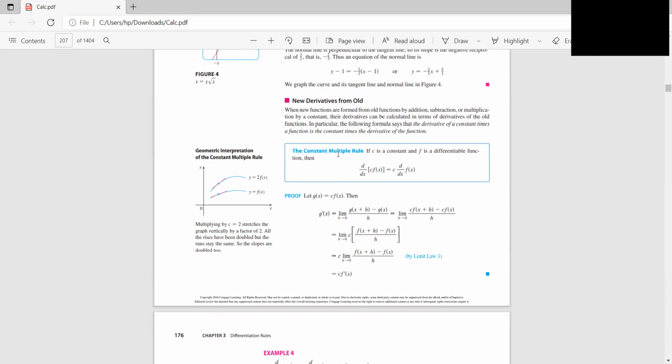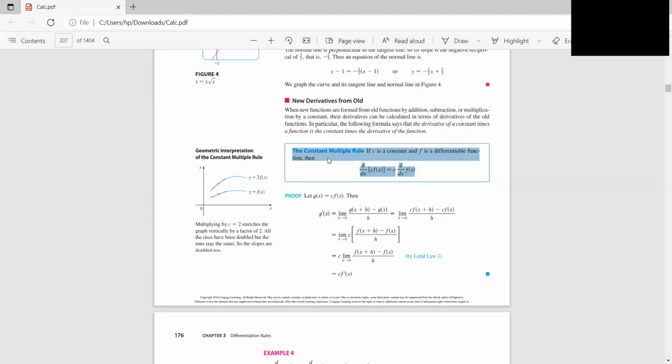Okay, the third rule is the constant multiple rule. If we have a question something like 3x, then 3 is multiplied with x. 3 is a constant, x is a variable, right? So in this rule, the function f of x can be any function: x squared, x cubed, any function. Can you repeat, please, because your voice wasn't clear? Okay, sorry.